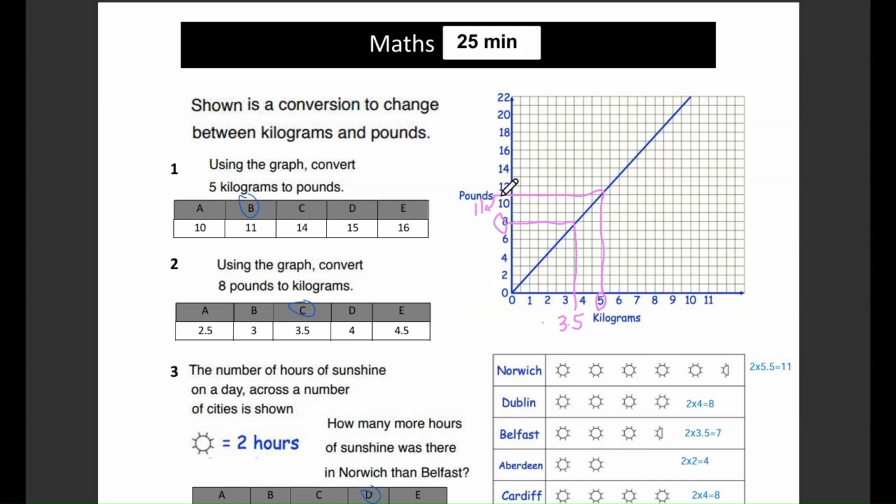that it lines up very closely with 11 pounds. It's not 10 pounds because that would be slightly below the mark for 5 kilograms on the graph, and 14 or 15 pounds would be much too high. So the correct answer is B, 11 pounds.